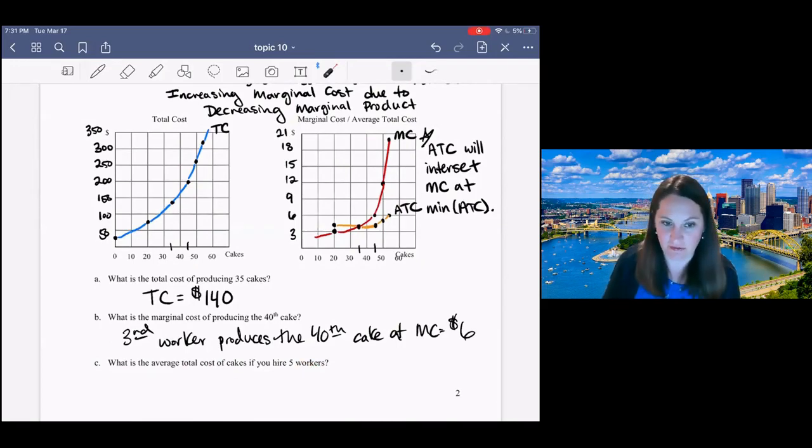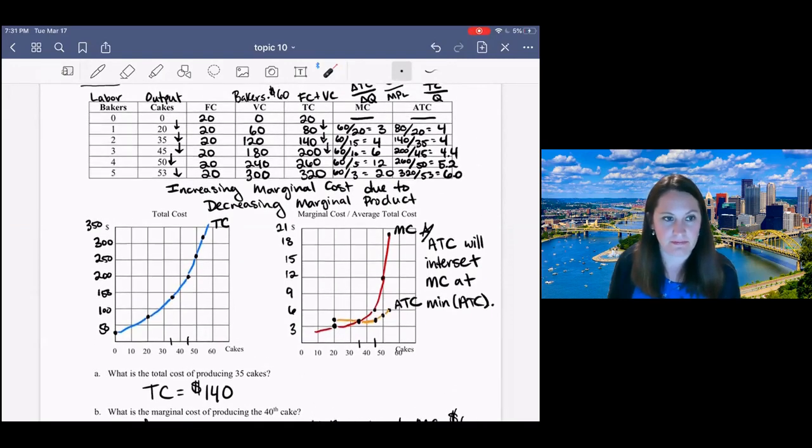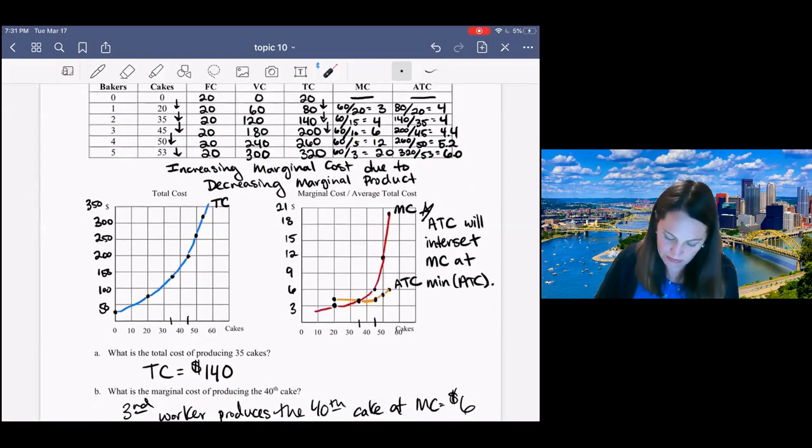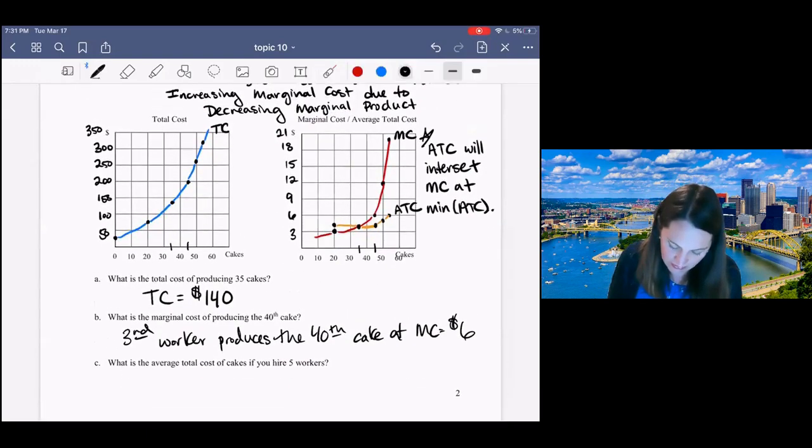Now for one that's a little bit simpler, what's the average total cost of cakes if you hire 5 workers? So I've hired 5 workers. I produced 53 cakes. On average, each of those cakes will cost $6 to produce. So the average total cost of hiring 5 workers, the average cost per cake will be $6.